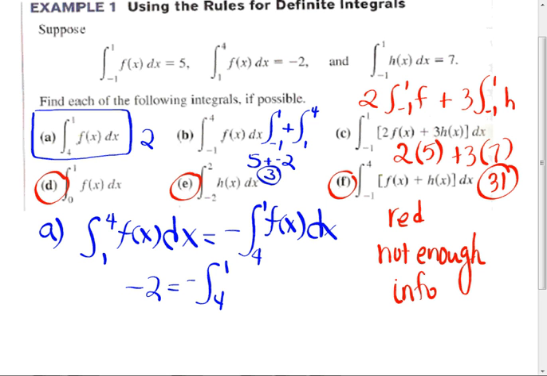Now, how about F? Can I do -1 to 4 on F? Yeah, we just did it right here. This is 3. But what about -1 to 4 of H? We only have -1 to 1. We don't have enough information. And yes, they could do that on the exam, give you a situation and say, find this answer if you're able to. If not, tell us why not. And all you say is there's not enough information. So it's not that bad.